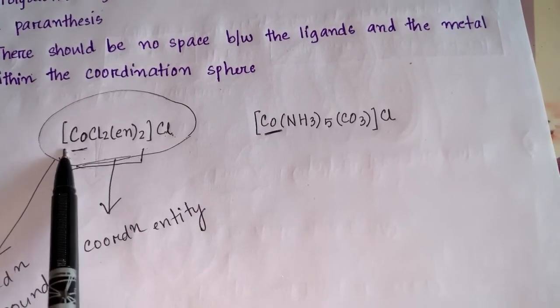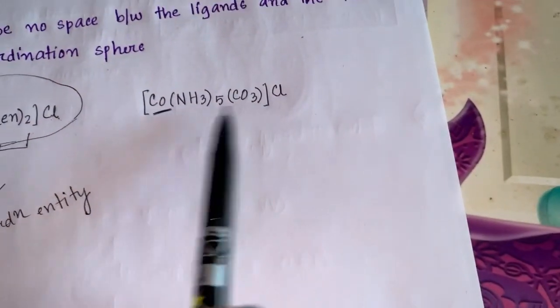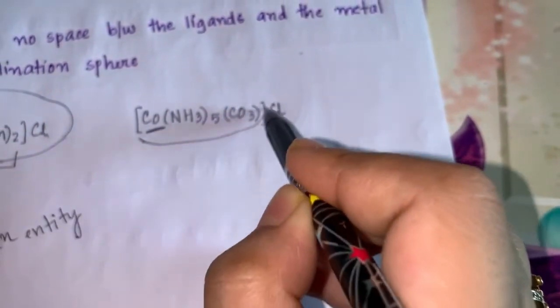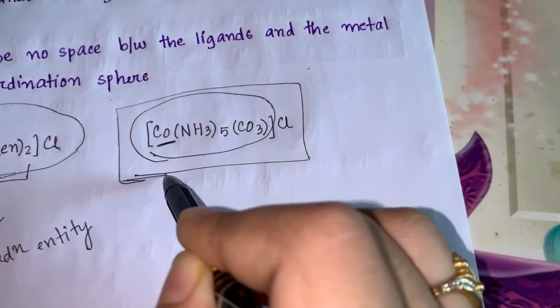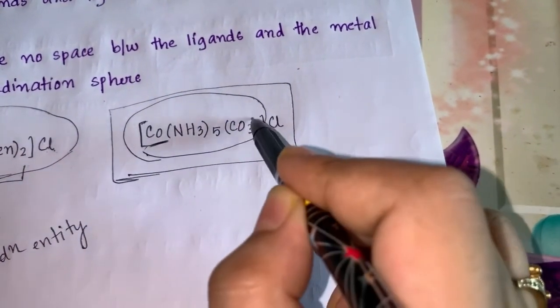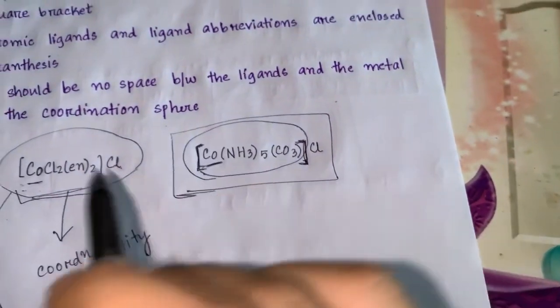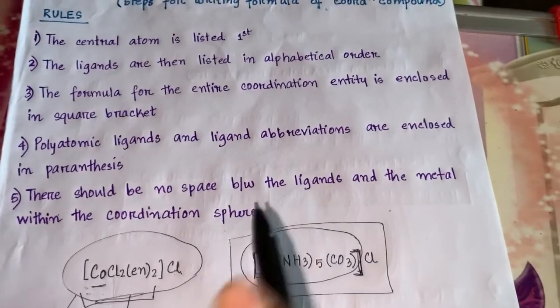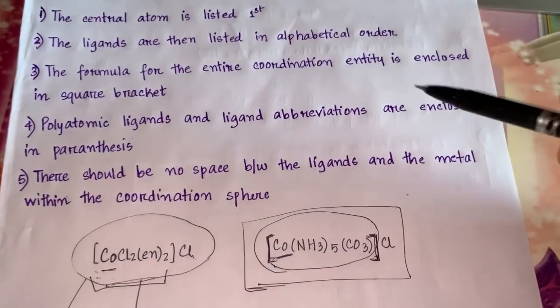The coordination entity is present inside square brackets. Similarly here, this is the coordination entity, and the entire one will be the coordination compound. So even here we can see the coordination entity is present inside square brackets. So the third step has also been followed by the two compounds. Let's see the fourth one.